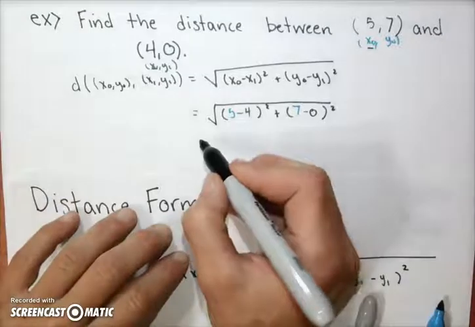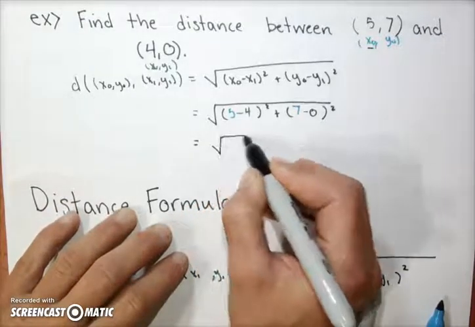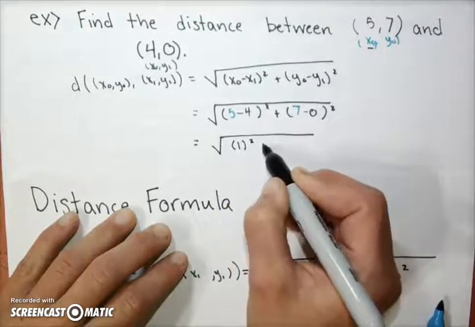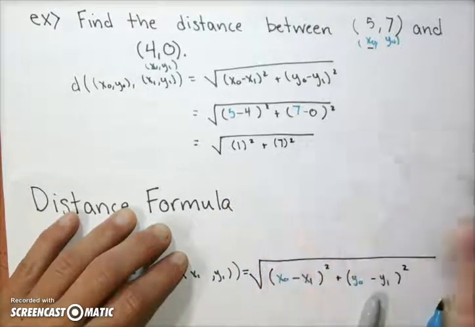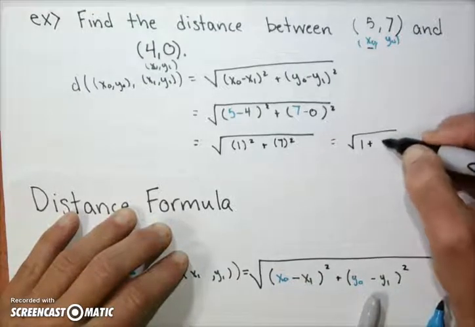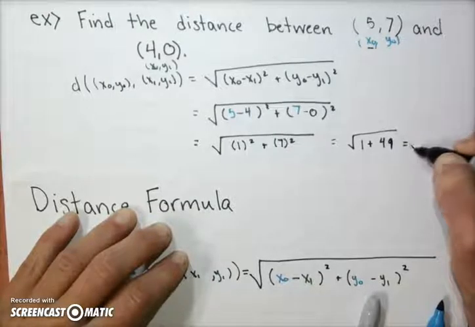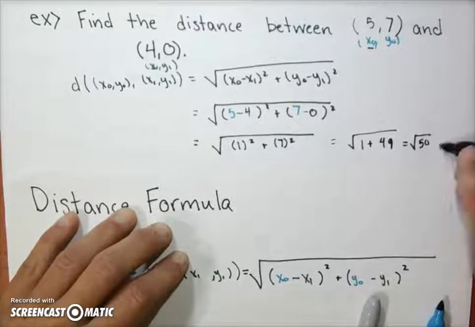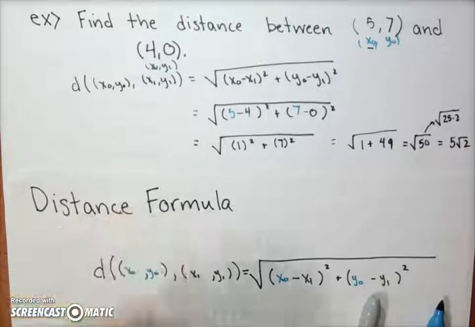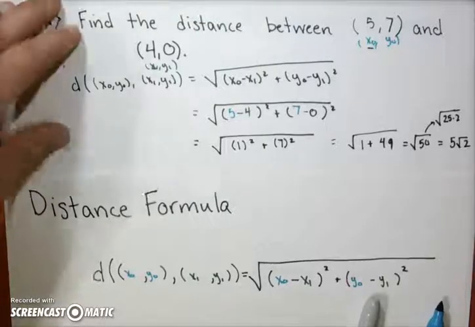So now I can just complete this example. 5 minus 4 is 1 squared plus 7 squared. So this will give me the square root of 1 plus 49, which is the square root of 50. And I can simplify that to 5 times the square root of 2, because 50 is 25 times 2. So that is one simple case of how we use the distance formula.